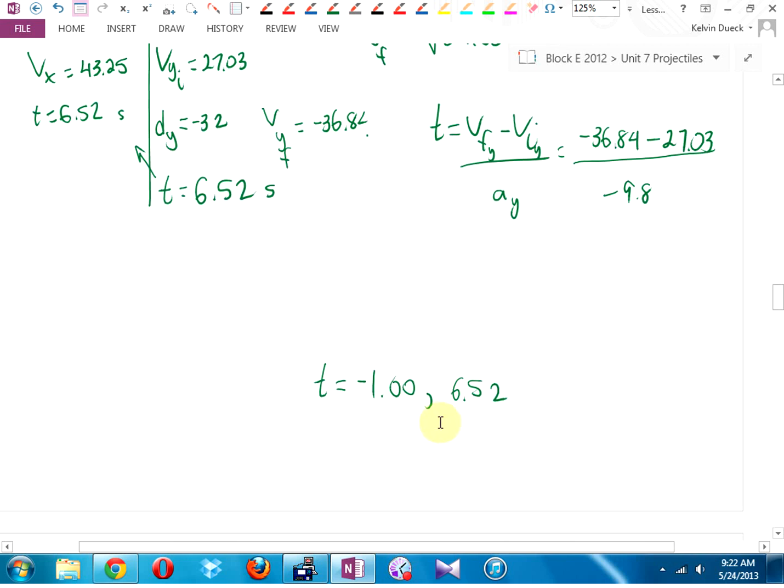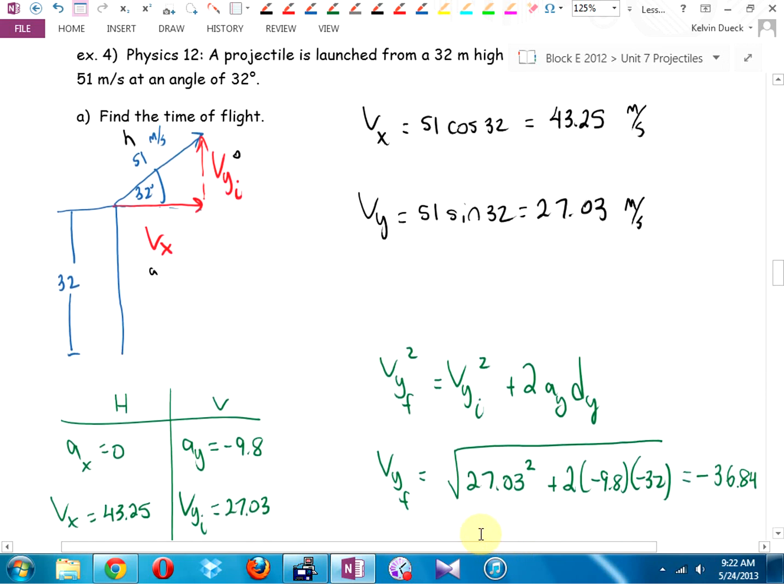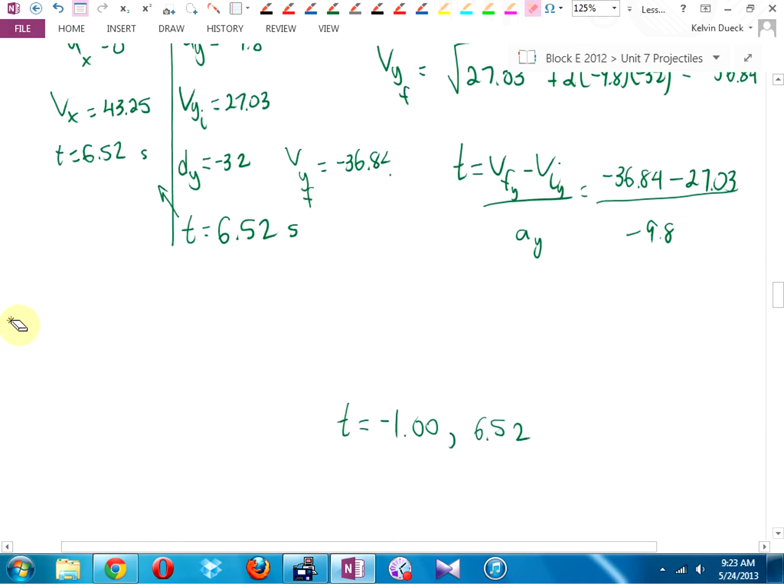Yep. Mr. Dueck? Yeah. What does that negative answer right there mean? It does actually have a meaning. It says this. See my DULP? If instead of going forwards at 51 meters per second, you went backwards at 51 meters per second, you would also hit the ground in 1.00 seconds. It's actually saying if you went backwards in time, that's how far backwards in time you'd have to go if you were starting on the ground. So it actually does have a meaning, which is kind of cool, but we're going to ignore that.